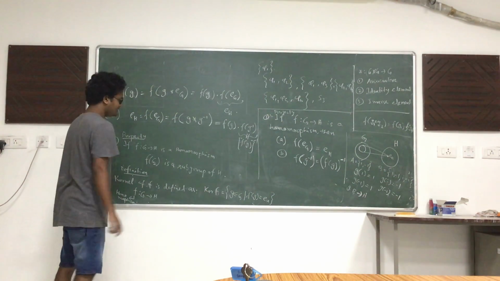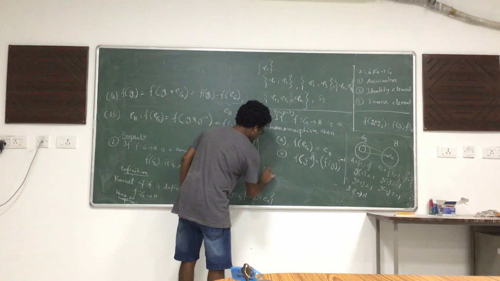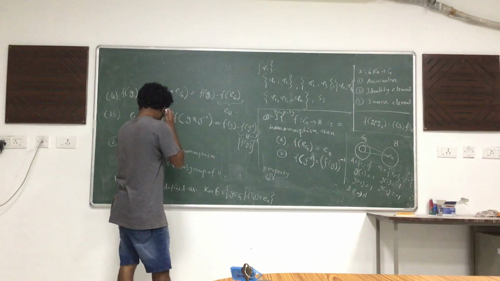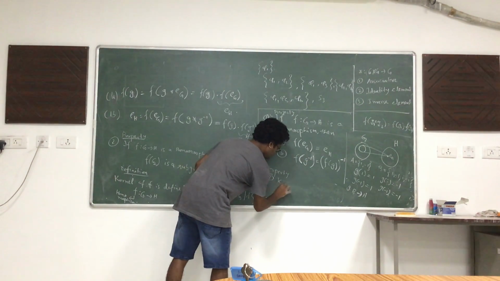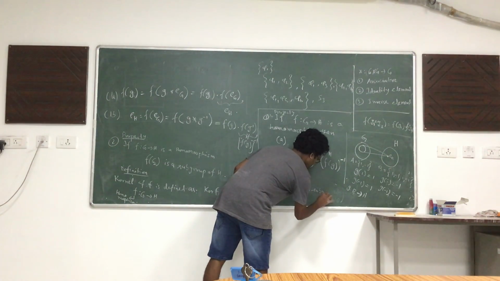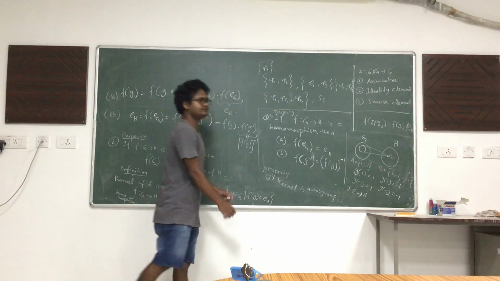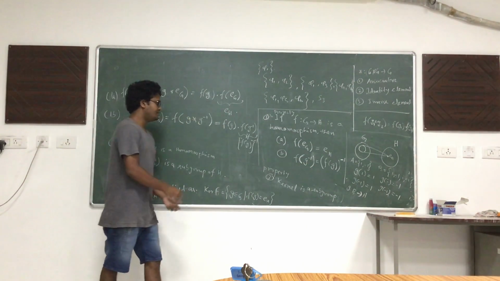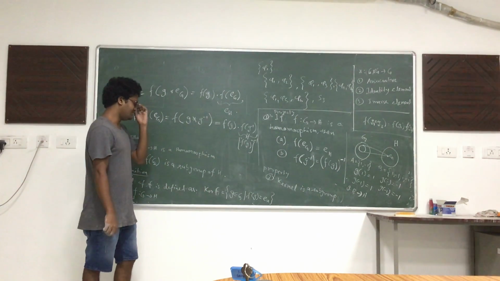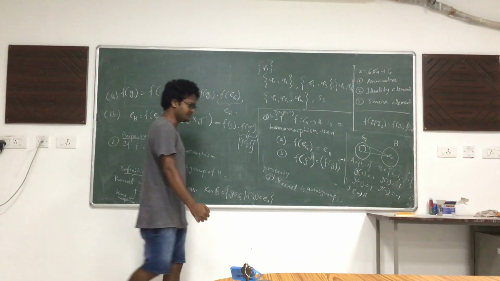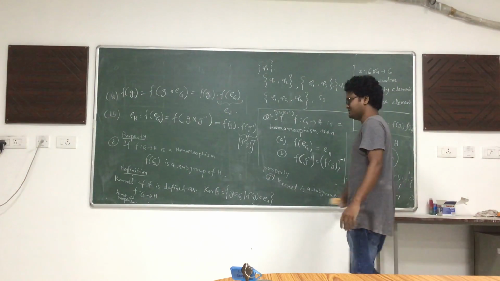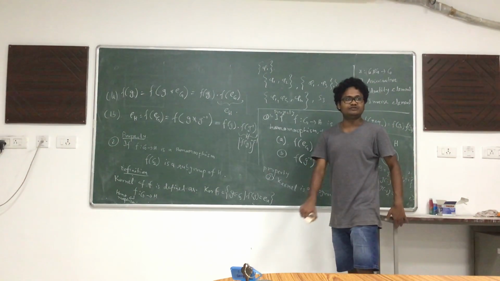And property 3, property B, says the kernel is a subgroup. There is a much stronger statement than this. It is a normal subgroup, but we did not introduce normal subgroup here, so that's why we are not calling it that. But it is of course a subgroup. So the kernel has to be a subgroup.